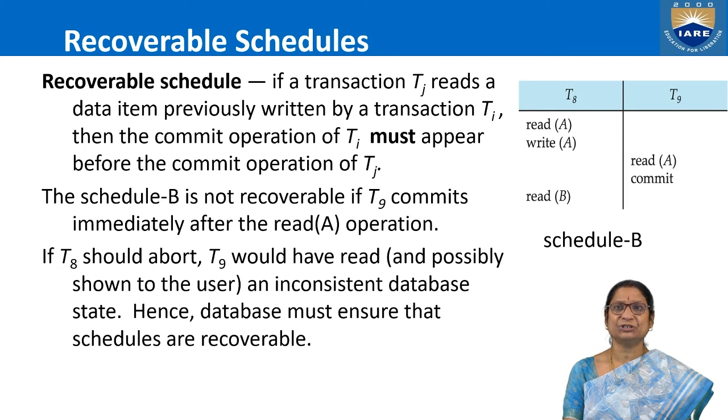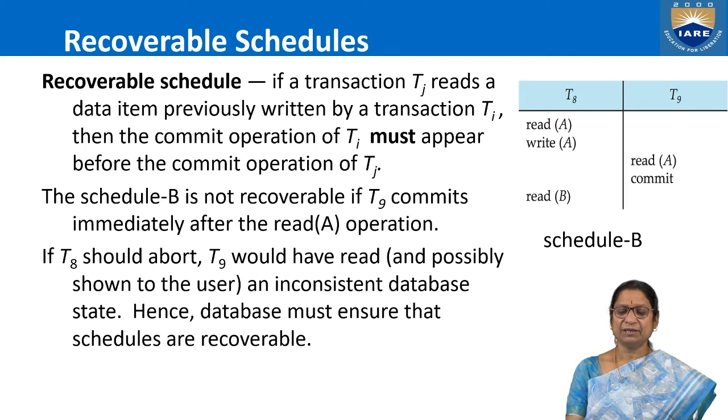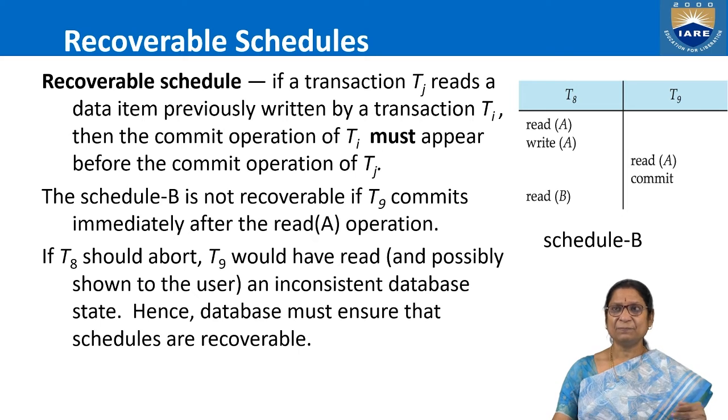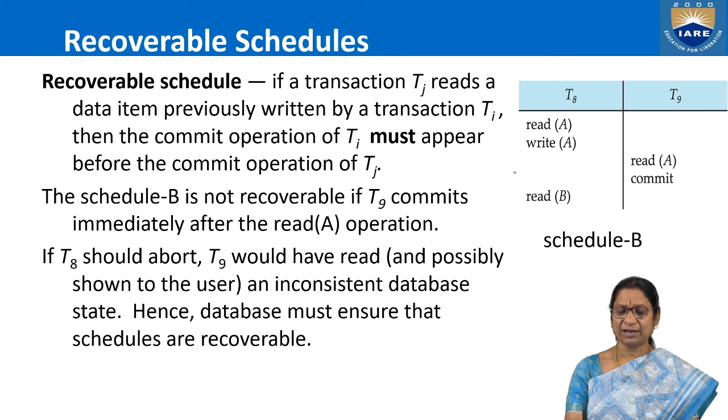Observe schedule B. Read A and write A are there, and then read A, because T9 is reading the data item written by write A. But T9 committed earlier, while T8 is still going on. Read B and some others may be there. That means if any problem occurs in this Ti, what happens if a failure occurs in this Ti?